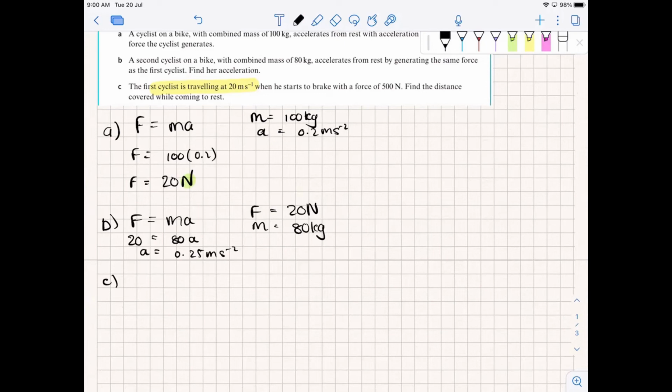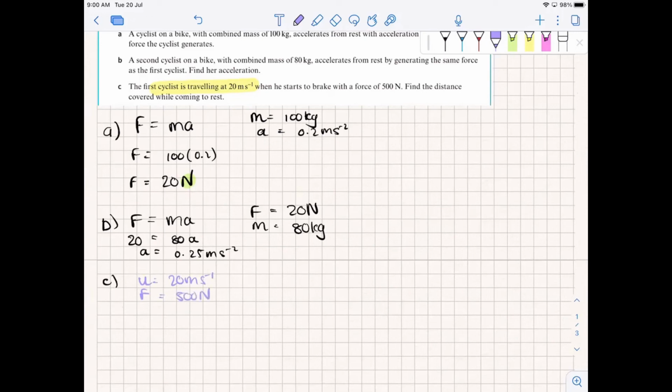Okay, so that's velocity that we've been given there. Right, now he starts to brake with a force of 500 newtons. Find the distance covered while coming to rest. There's a lot to unpack there, so let's state some of the facts that we know. The only thing we know at the moment is some velocity of 20 meters per second, and we know some force of 500 newtons.